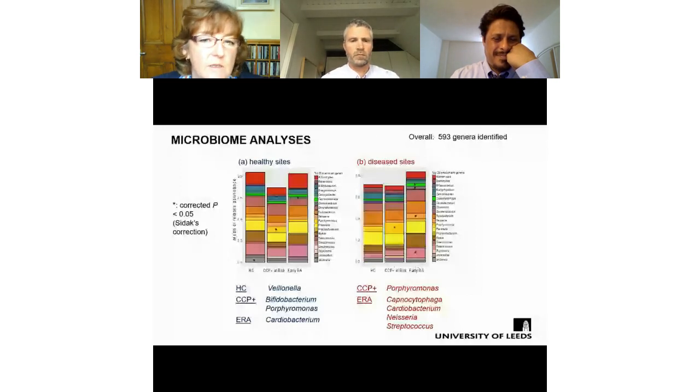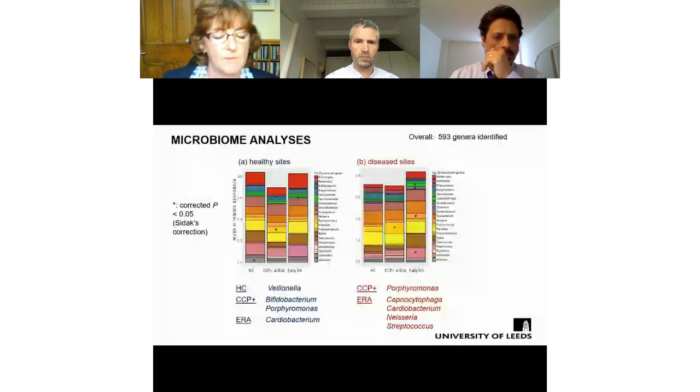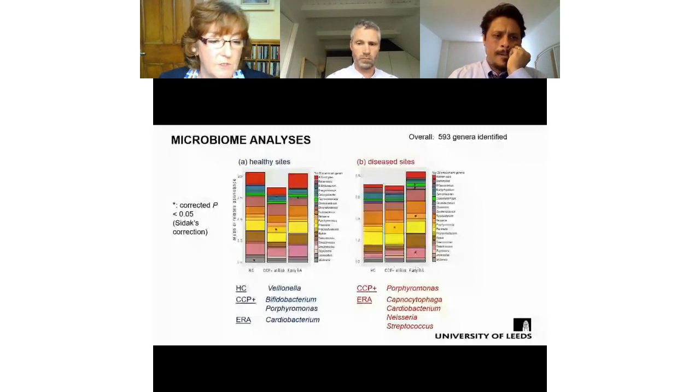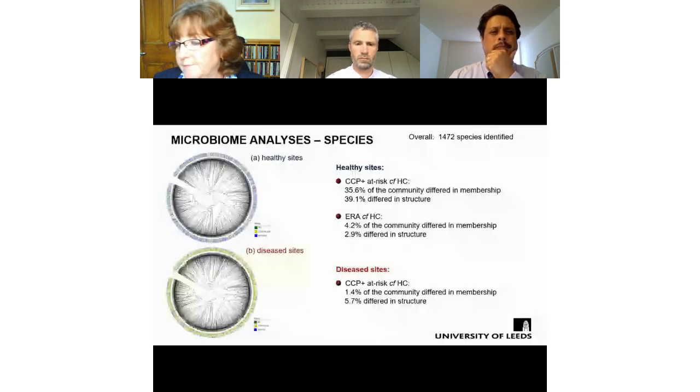So looking at the genera that were identified, again, there were differences between the groups. So in terms of the at-risk group, there was significantly increased abundance of Bifidobacterium and Porphyromonas, which is of interest to us again, being very interested in the microbiome of the healthy sites. And in the disease sites, in the CCP plus at-risk group, there was increased abundance of Porphyromonas again, and quite a lot of differences in the ERA group. And the microbiomes associated with the early RA group do seem to be quite different in a number of ways from the other two groups.